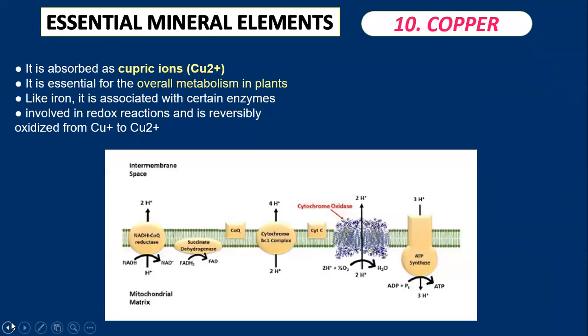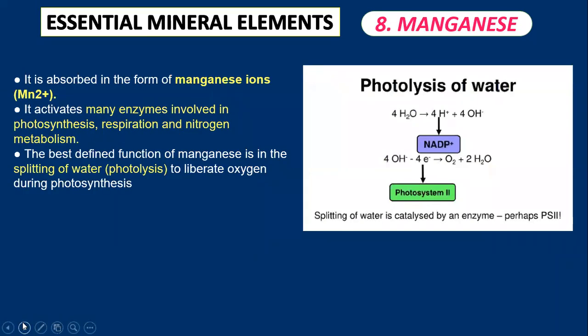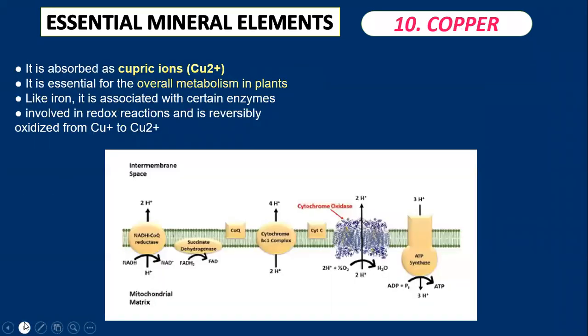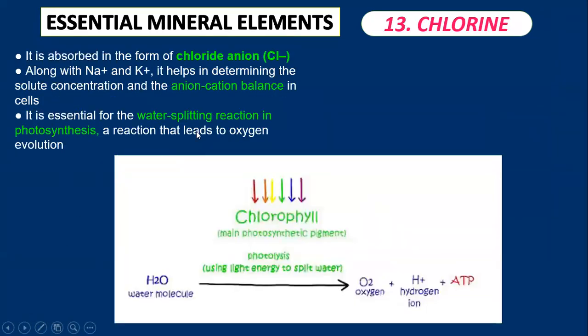We have studied boron, copper, zinc, manganese. So manganese, zinc, copper, boron, and molybdenum. Next, the last and final one is chlorine. So chlorine is absorbed in the form of chloride ion. It also helps in the maintenance of anion-cation balance.